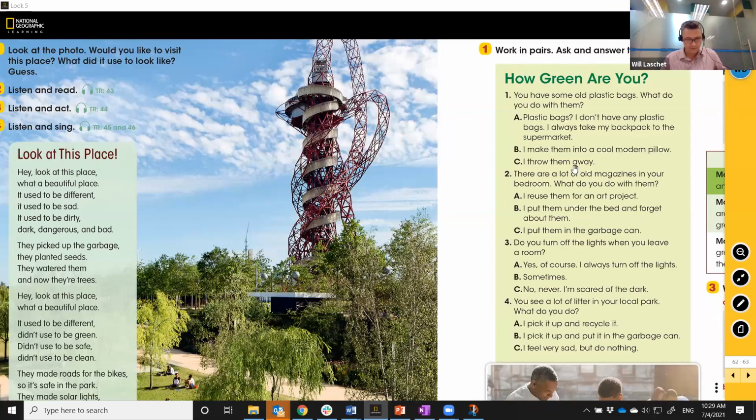Let's go through and have a look at some of the questions here, and we're just going to enjoy it. We're going to go through and do the questions ourselves. So I'm going to ask you to answer as a poll so we can find out how green we are.